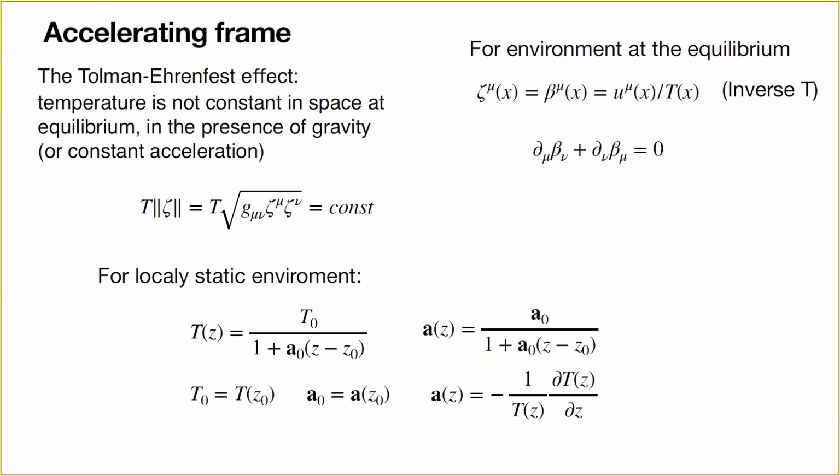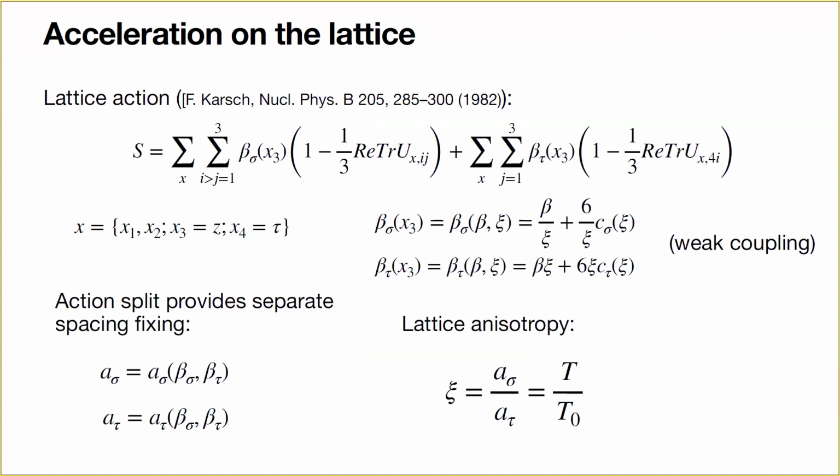So we have this inhomogeneous temperature, and then to put it on the lattice, we need to define non-homogeneous lattice parameters. This action was introduced not by ourselves but by Karsch a long time ago. The good side of this action is that we separate scales in the time direction and in the spatial direction, because we need to manipulate the time direction scales. This is the definition of the dependence of beta on the z direction with lattice anisotropy.